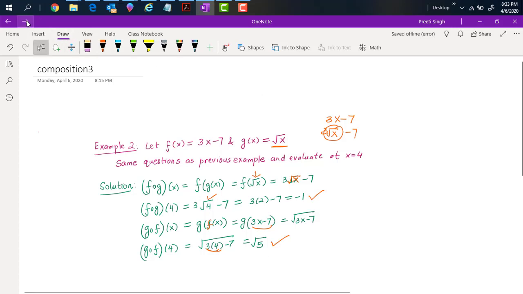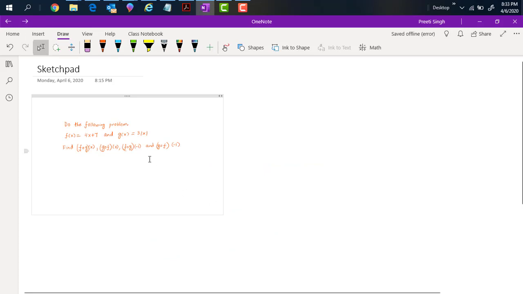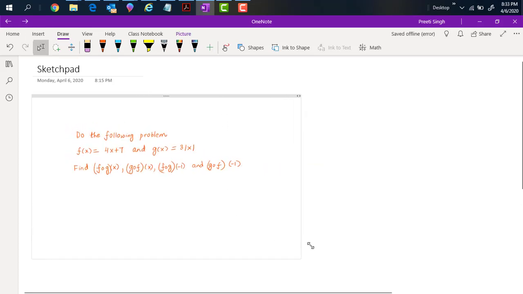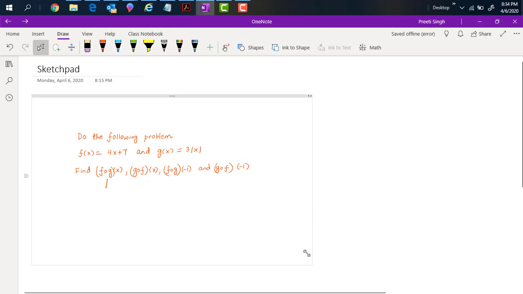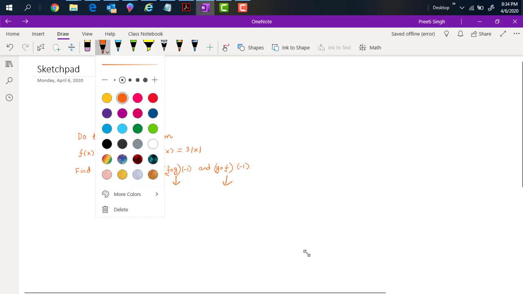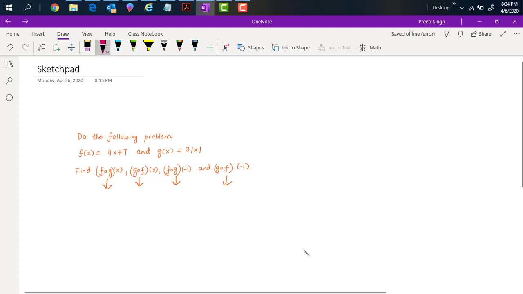Let's look at another one. What I want you to do is do this problem first. When f of x equals 4x plus 7 and g of x equals 3 times the absolute value of x, what will be your FOG right here? What will be your GOF? What will be FOG of -1 and GOF of -1? You can try this one and then let me know what you get.